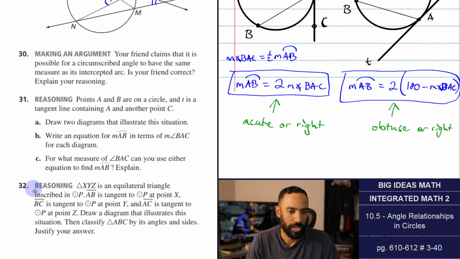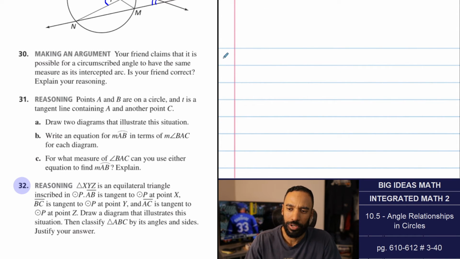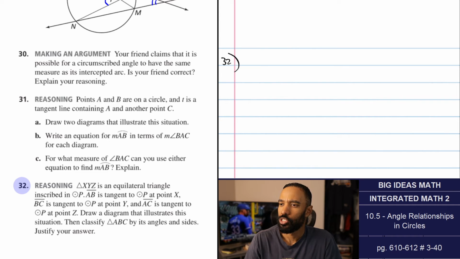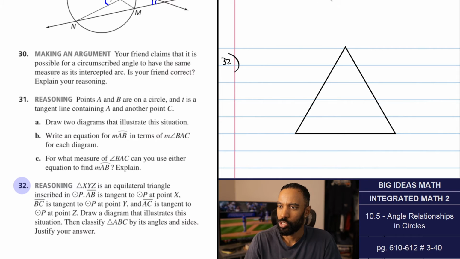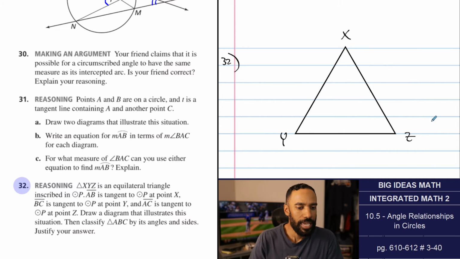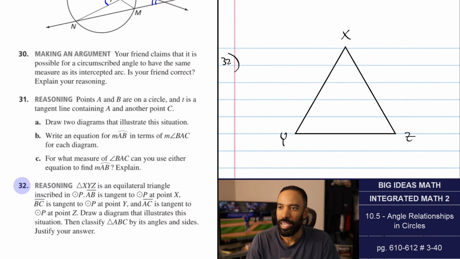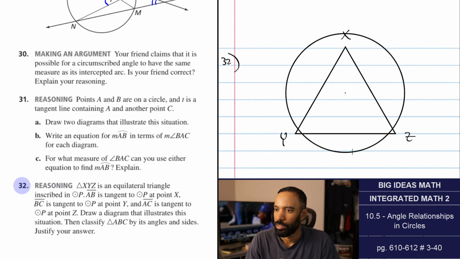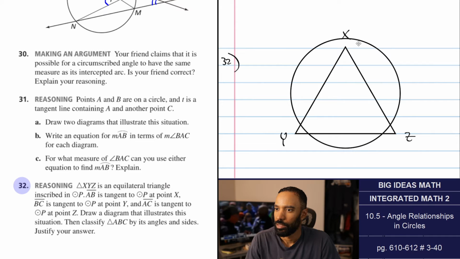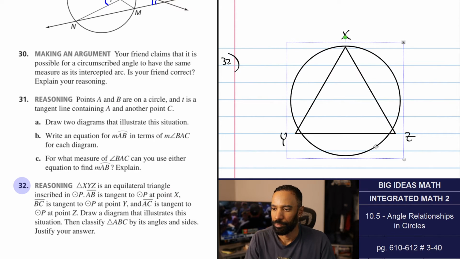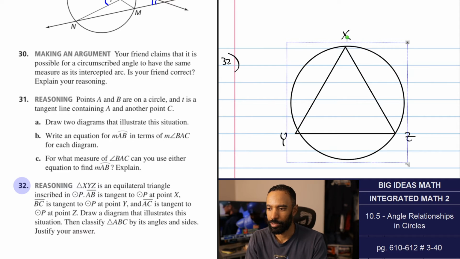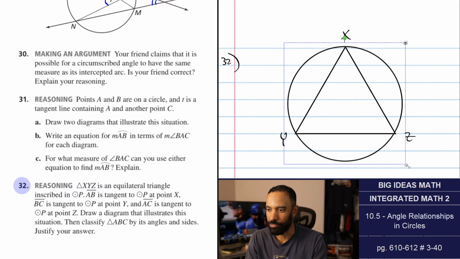All right, number 32, reasoning. Triangle XYZ is an equilateral triangle, and I can draw one of those. So XYZ. I don't know what else they're going to say after this, so let's find out. Equilateral triangle inscribed in circle P. I don't know if I need the drawing, but I'll at least need the drawing to explain stuff to y'all.